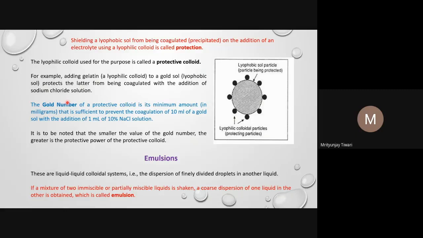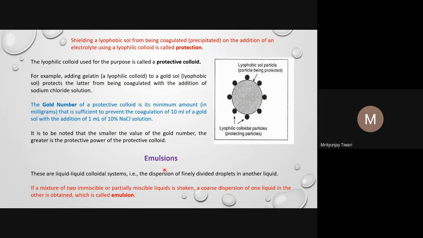So it is to be noted that the smaller the value of the gold number, the greater is the protective power of the protective colloid. That is what we know. If you require a very small amount of the lyophilic colloid to stop the coagulation of a gold salt with the addition of 1 ml of 10% NaCl solution, it means the protective power of this colloid is more, because you require only a smaller amount. If you need a larger amount, it means the gold number is large, and a large gold number means the protecting power of that colloid is less.